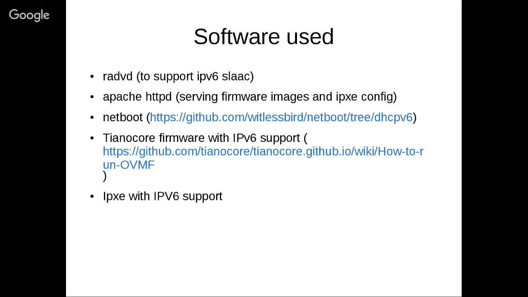So radvd is a Linux implementation of IPv6 stateless address autoconfiguration. It's needed here just to support iPXE, which relies on it either to get the network prefix or possibly the default router. I don't actually know. Apache HTTPD is running over IPv6, and it serves everything. All the files the client asked for were served over HTTP, so no TFTP was used in this demo.